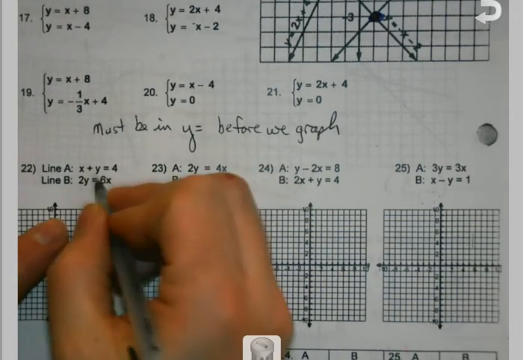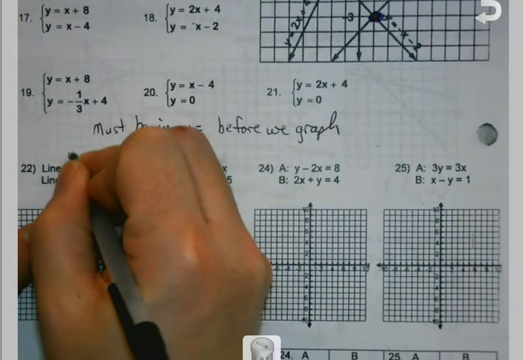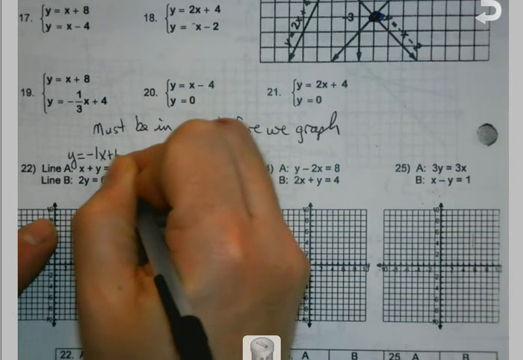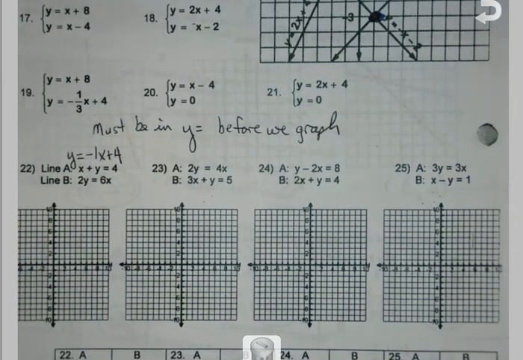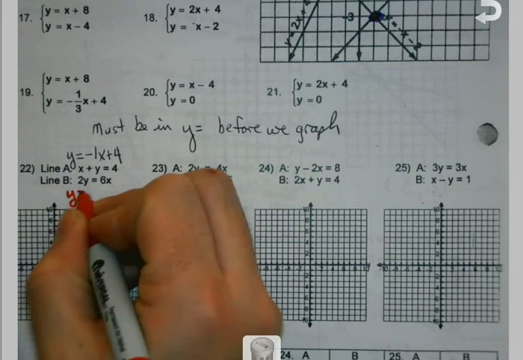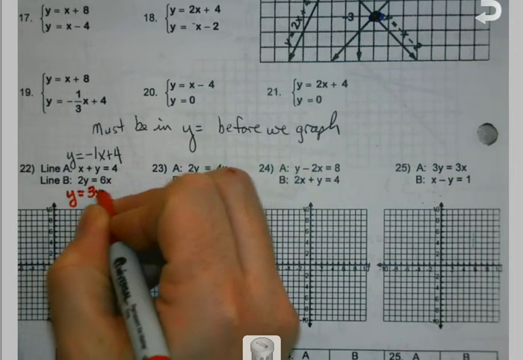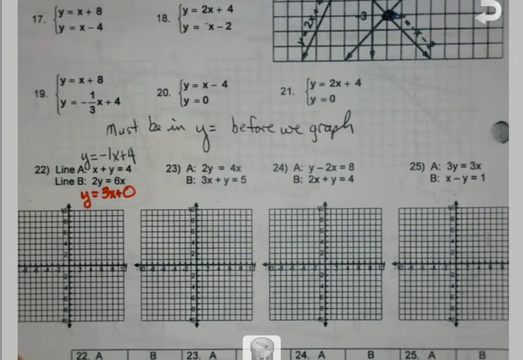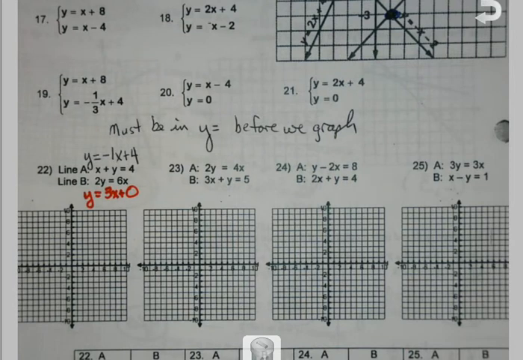So here, okay, my line A is going to be y equals negative 1x plus 4. And my line B, and this is why I had the direction up there to grab a colored pencil or something so we can see the difference in our lines here. We're going to have y equals 3x plus 0. And we have to graph both of these lines to see where they're going to cross each other. So I take a peek at this and I go, okay.